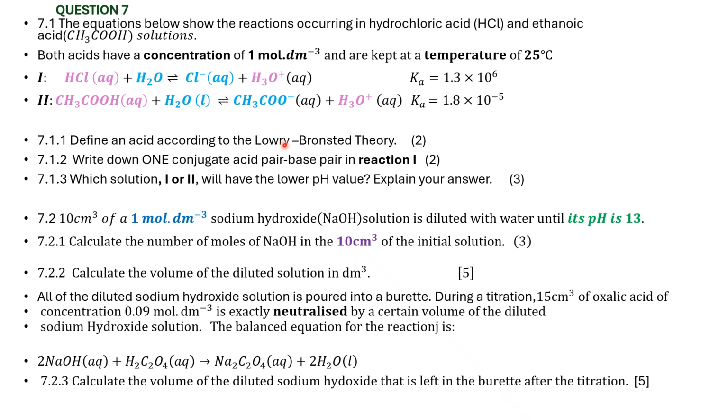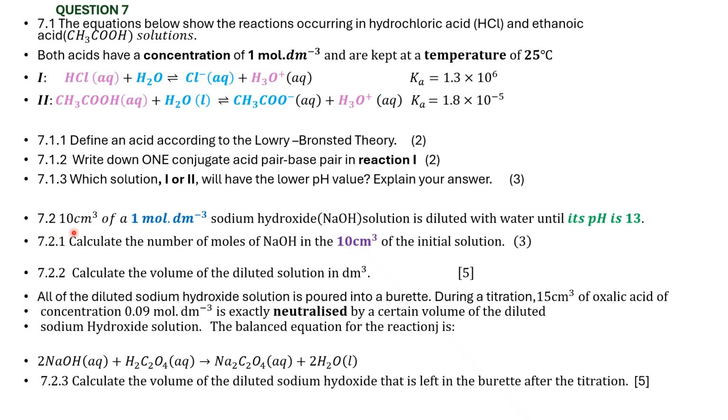Define an acid according to the Lowry-Bronsted theory. Write down one conjugate acid base pair in reaction 1. For that reaction, which solution, 1 or 2, will have the lowest pH value? Explain your answer. We're going to use the constants of the acids to explain.